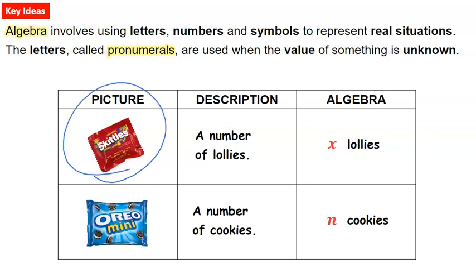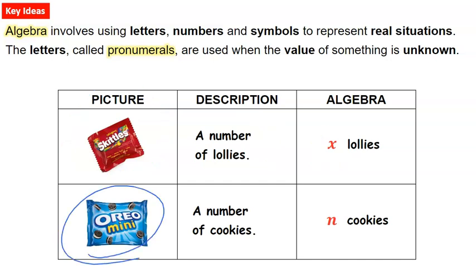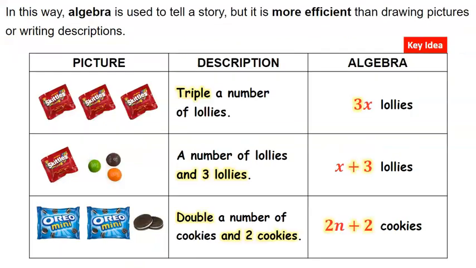Here is a packet of Skittles, but we don't know the number of lollies. That's when we could use a pronumeral. X would represent the number of lollies in the bag. And in the second example, here is a number of cookies, but the exact number of Oreo cookies is not known. That's why we'd use a pronumeral. So in this way, algebra is used to tell a story, but it's way more efficient than drawing pictures or writing down the sentence. Here are 3 more examples, noticing where the pronumeral represents one unknown.